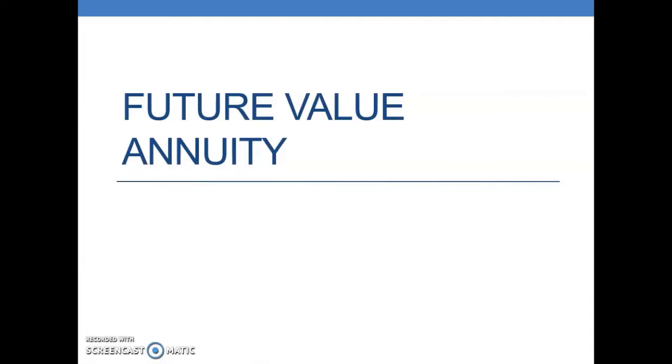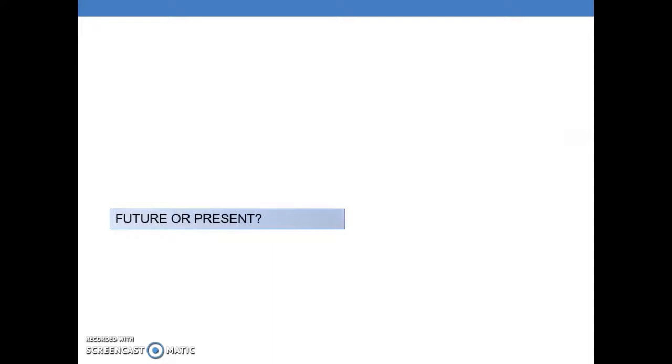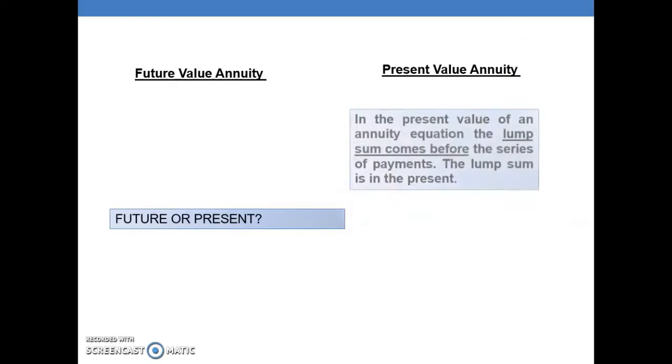Hello class, welcome to a new video, and in this video I'm going to talk about future value annuity. And remember from last week that an annuity is a series of regular payments that is made either to an account or from an account. And we also studied that there are two kinds of annuities. The first one is what we call the present value annuity, which we studied 3 weeks ago or 2 weeks ago. And this week it's future value annuity that we're going to study.